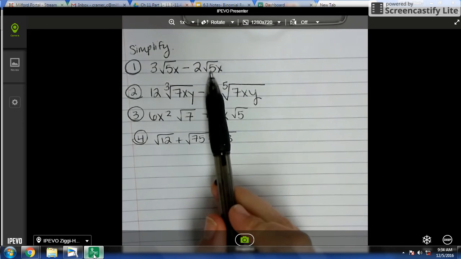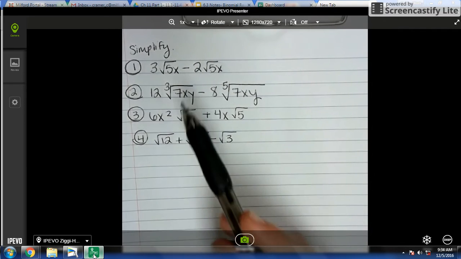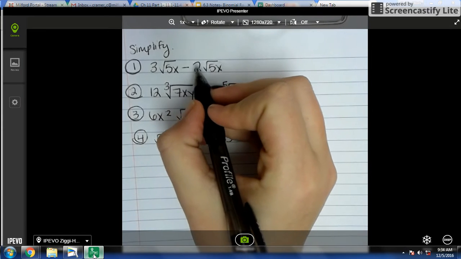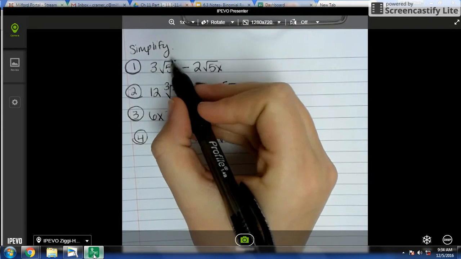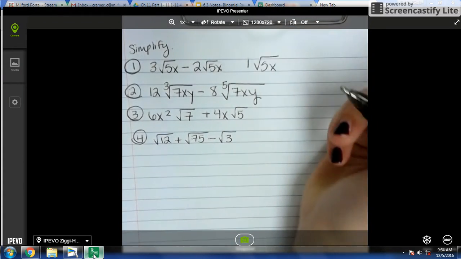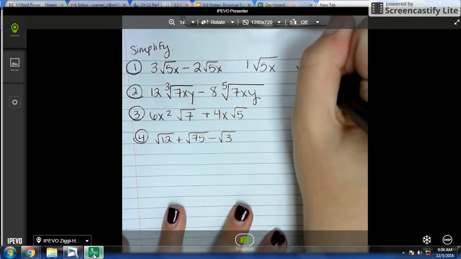So here we have some radicals that we need to simplify using addition or subtraction. For the first one, we have 3 radical 5x minus 2 radical 5x. So 3 minus 2 would be 1 radical 5x, or we can just write it as radical 5x.